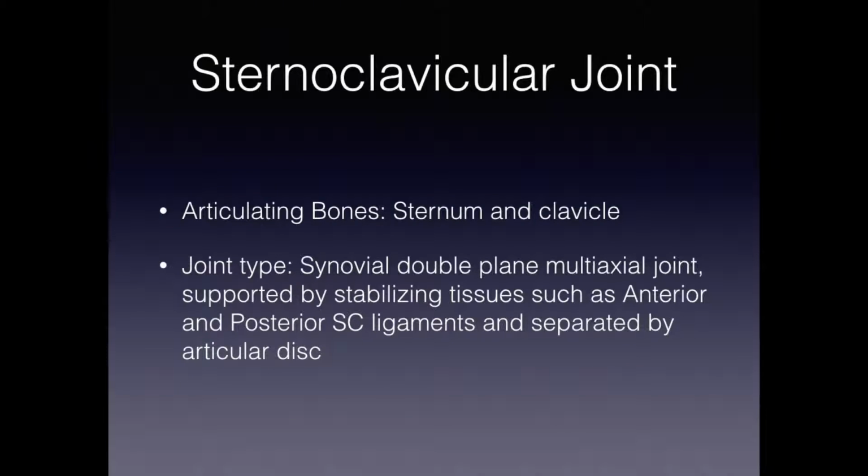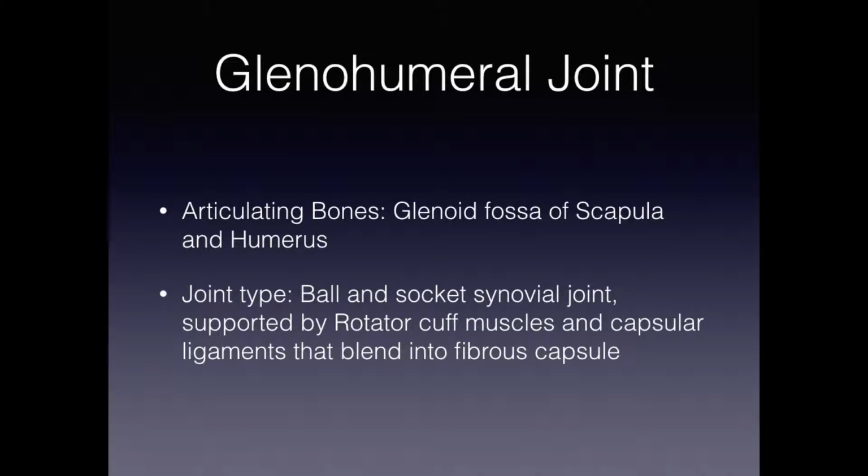Sternoclavicular joint, articulating bones: sternum and clavicle. Synovial double plane multiaxial joint, supported by stabilizing tissue such as the anterior and posterior sternoclavicular ligaments and separated by an articular disc. The glenohumeral joint, articulating bones: glenoid fossa of scapula and the humerus. Ball and socket synovial joint, supported by rotator cuff muscles and capsular ligaments that blend into the fibrous capsule.